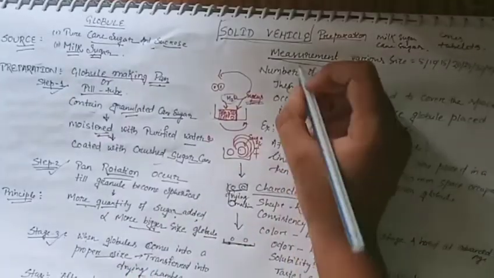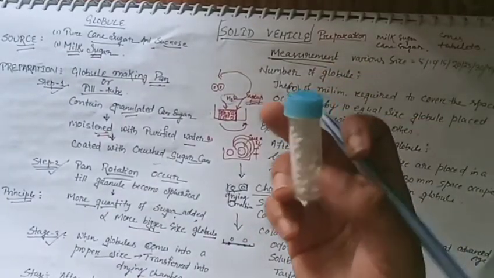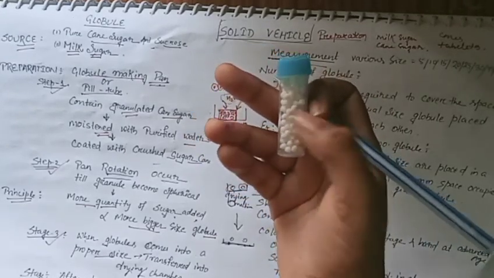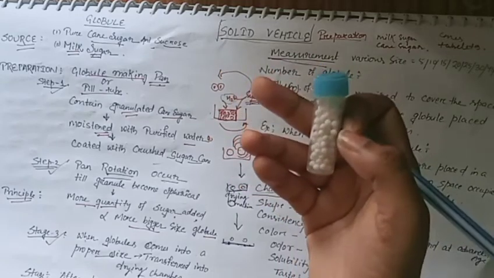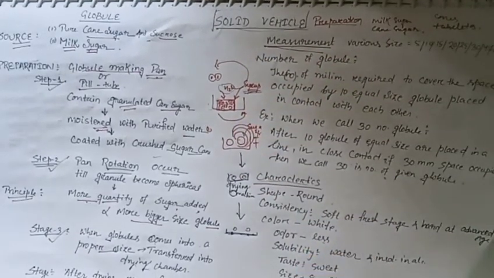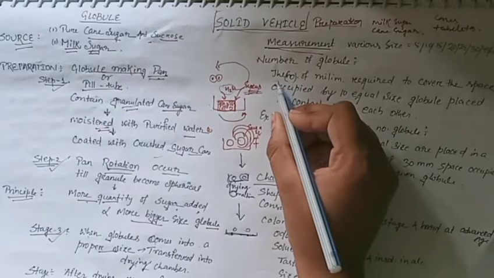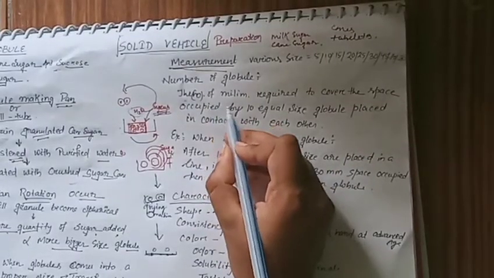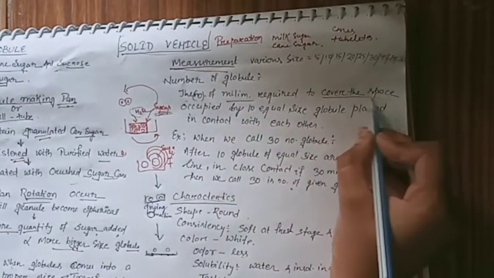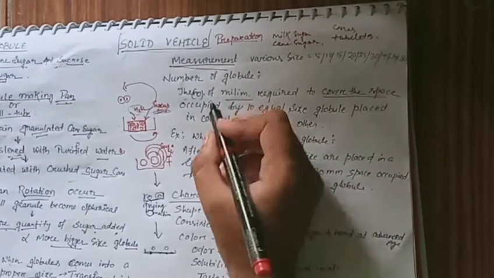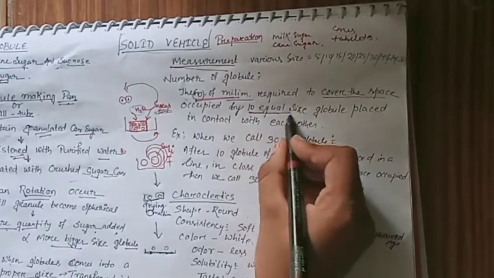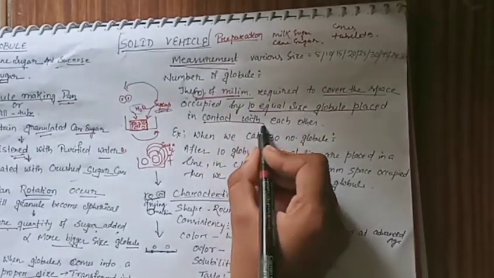Then how do we measure? If we say this globule is number 5, how do we call it 5 number, or how do we call it 10 number? There is a rule, a definition, for how we calculate the number of a globule. It is calculated by the number of millimeters required to cover the space of 10 equal size globules placed in contact with each other.